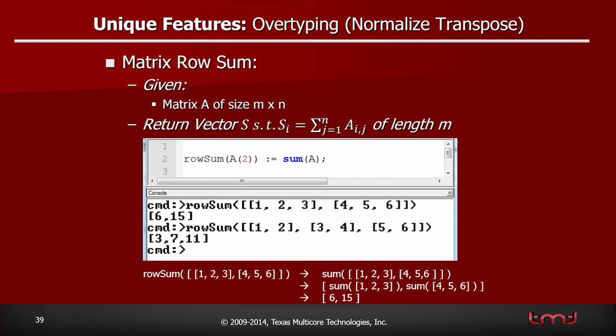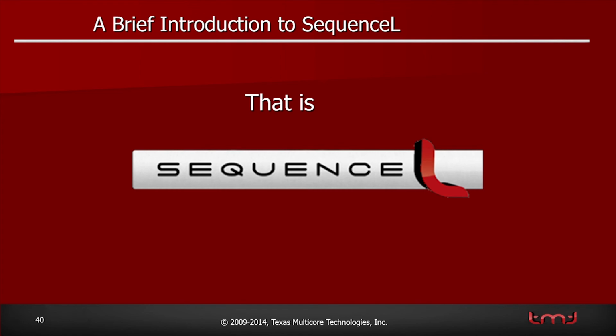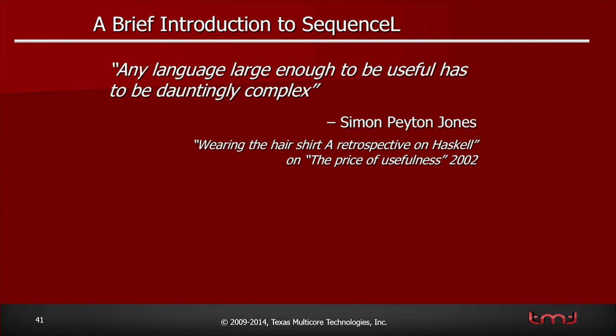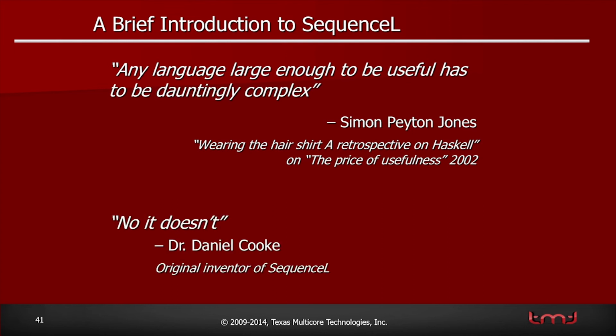Now, aside from a few built-in functions, that is the entire language of SequenceL. It is, by design, a simple and straightforward language. Simon Peyton Jones, in 2002, said that any language large enough to be useful must be dauntingly complex, while Dr. Daniel Cook, the inventor of SequenceL, said no it doesn't. SequenceL is his proof that a useful language need not be dauntingly complex.